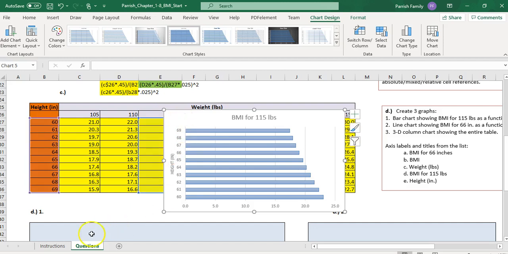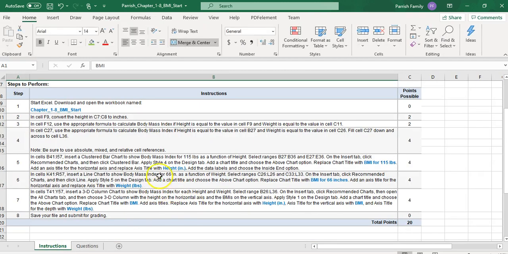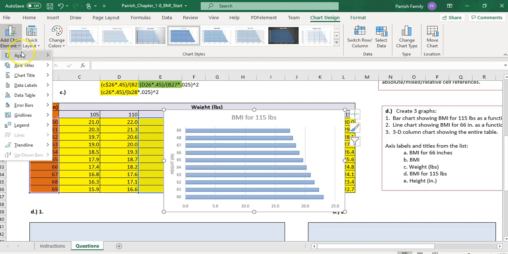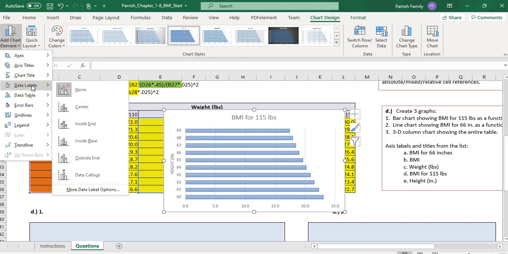All right, let's look at our directions again. So horizontal, which I told you was a mistake, should be vertical, with height in inches. Add the data labels and choose the inside end option. Okay, so we're going to go back to our plus sign. And remember, if you don't have a plus sign, you can do it up here with Add Chart Element. I'll do it that way this time. We're going to add chart elements. We want to do data labels.